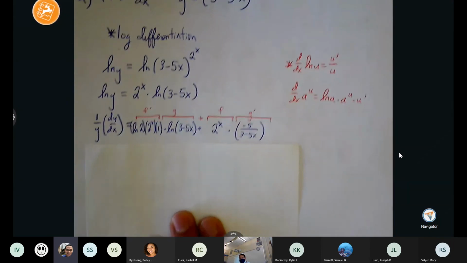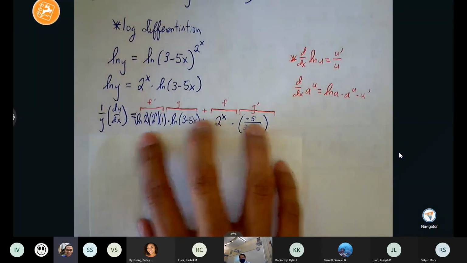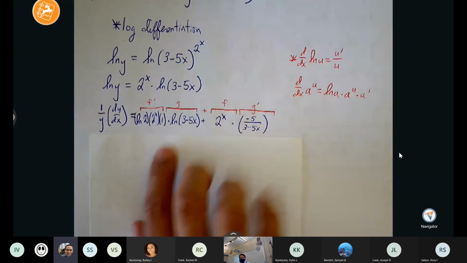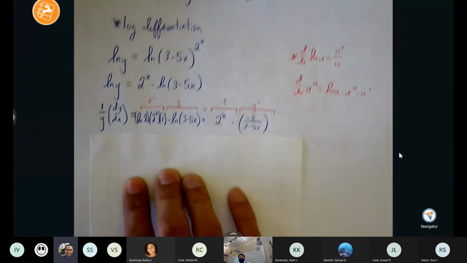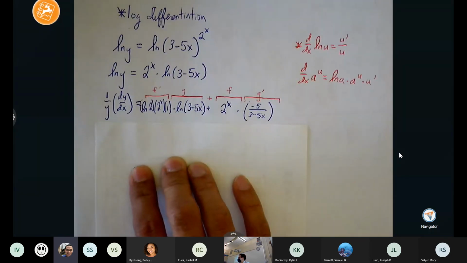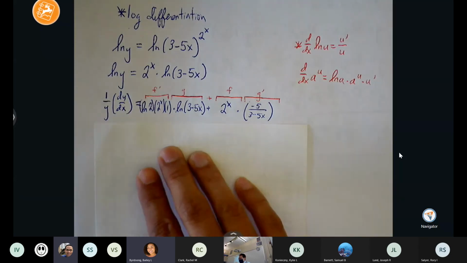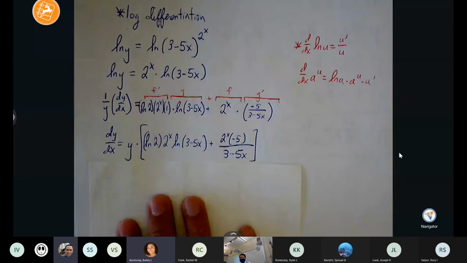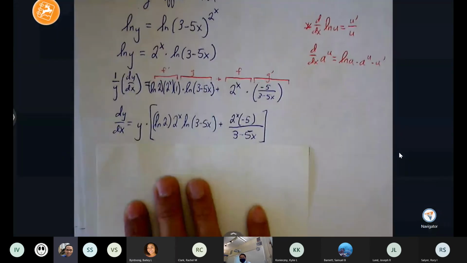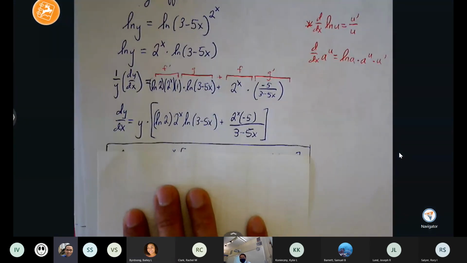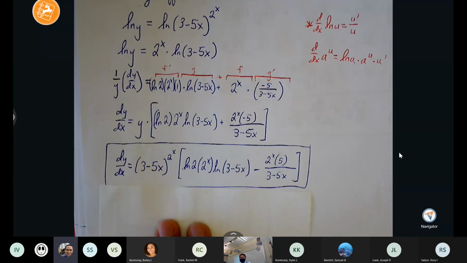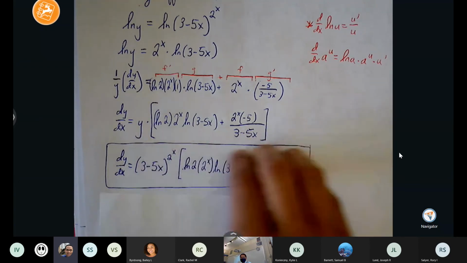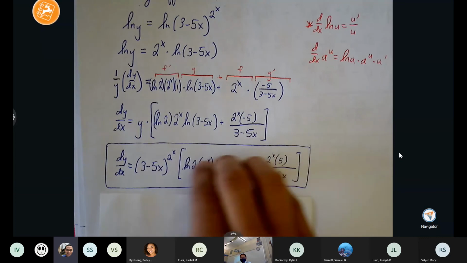Okay, what can we do next? I'm not going to worry about cleaning this up, but I do need to do a few more things. What can we do? Move the y to the other side. And then once that y is moved over, one more thing. Substitute that y back in terms of x. So once we get done with log differentiation, the only thing that should be showing are x's on the right side.